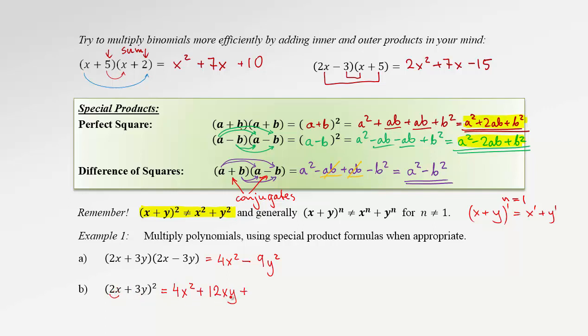Finally, the last term is 3y squared. So we square the 3 and square the y. Therefore, it's 9y squared. As you see, the first and last terms are exactly the same, but we have this middle term that is essential for perfect square formula.